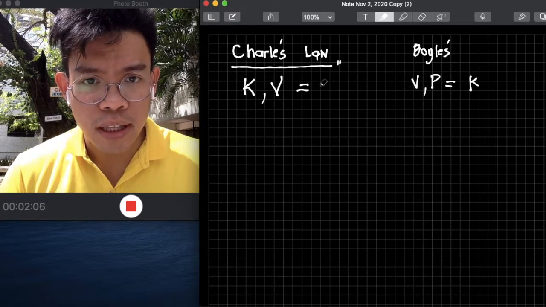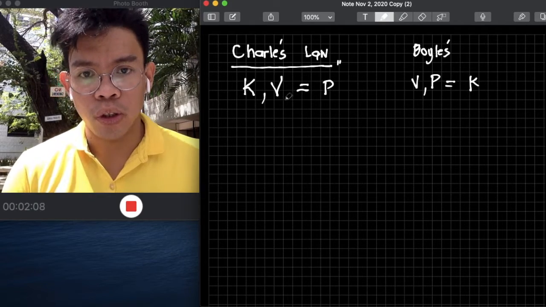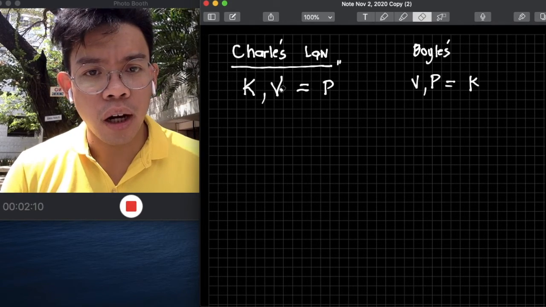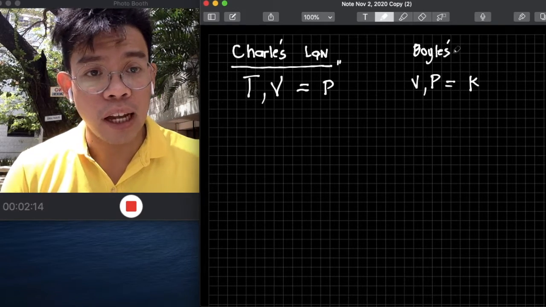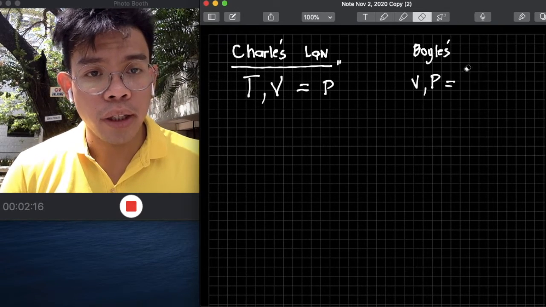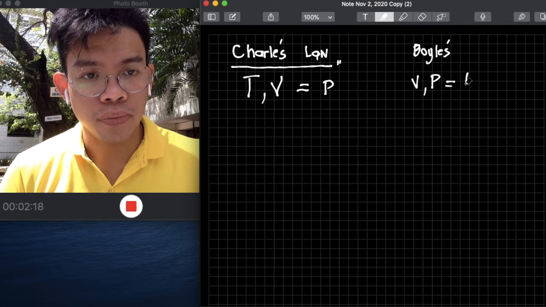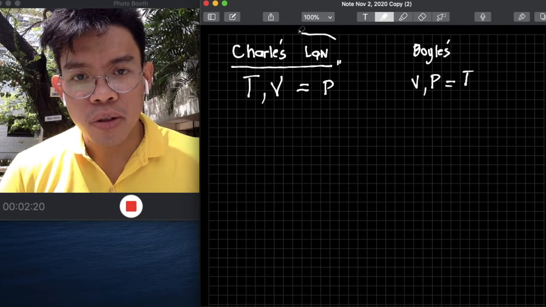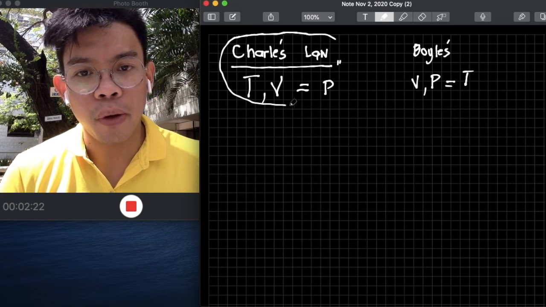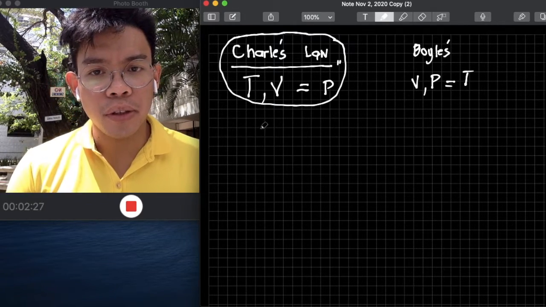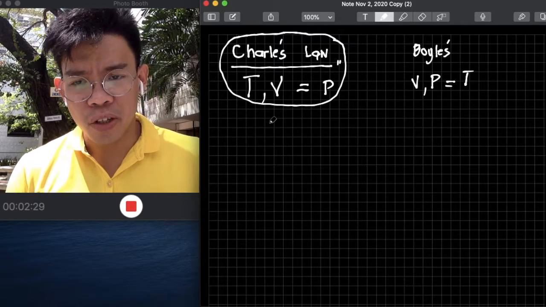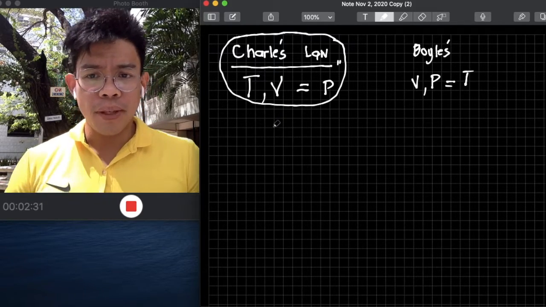in constant pressure. Okay? Let me change the temperature into T so we will not be confused, in order for us to be clarified regarding our discussion. Okay, so we are in Charles' law. So this is our topic for today. And Charles' law deals with the effect of temperature on the volume of the gas.